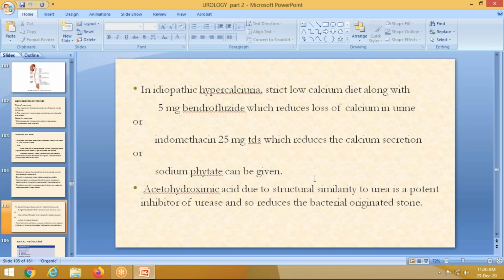Another drug is acetohydroxamic acid, which reduces urea. Urea-splitting organisms are there, and those organisms can be damaged by giving acetohydroxamic acid. It is given to reduce urea-splitting organisms and inhibit the development of ureteric stones.